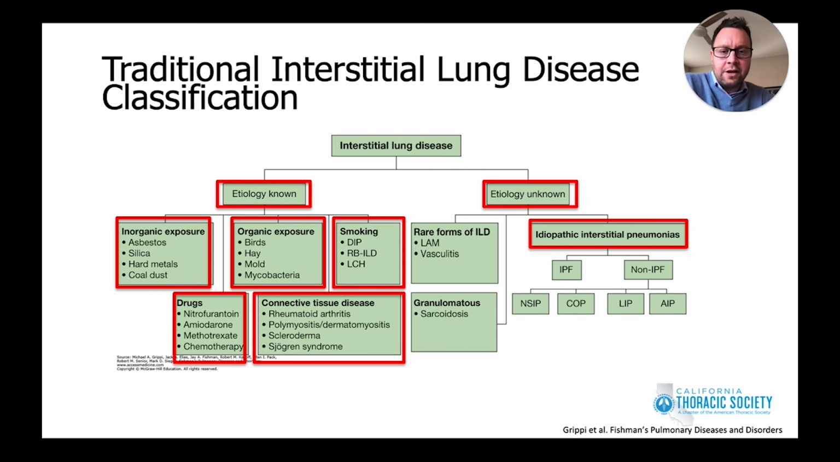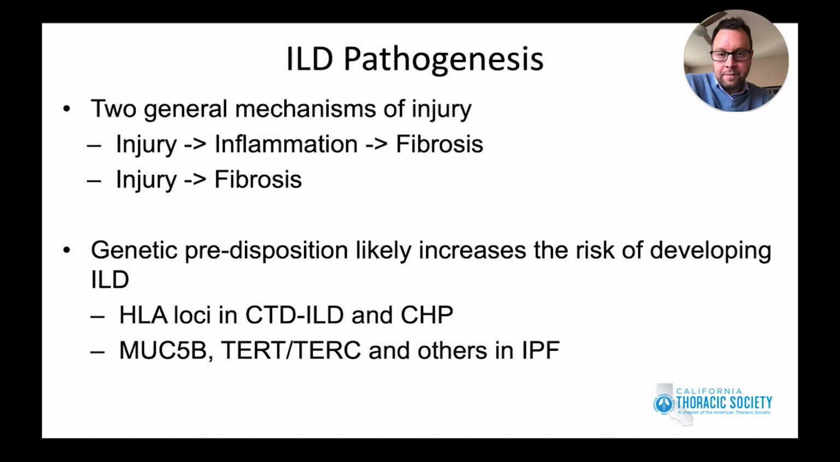On the etiology unknown side, these are primarily made up of idiopathic interstitial pneumonias, of which idiopathic pulmonary fibrosis is by far the most common. We also have a few types of non-IPF ILD that we see, which are these here. We're not going to talk a whole lot about these.